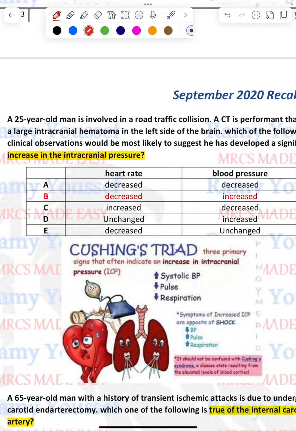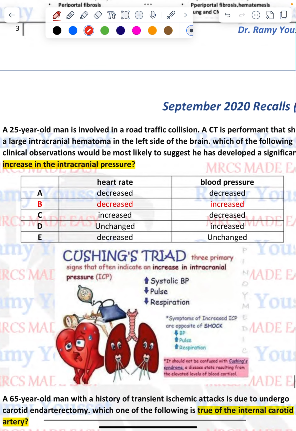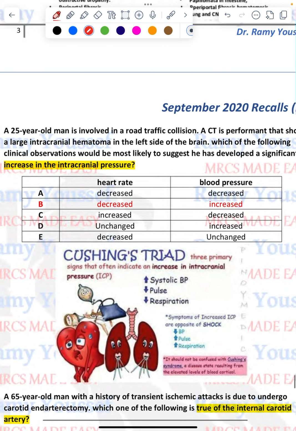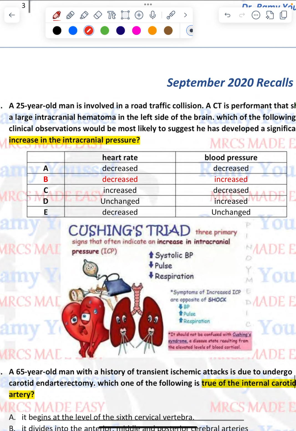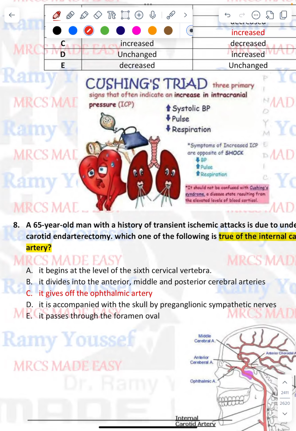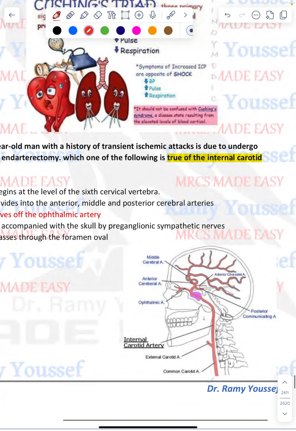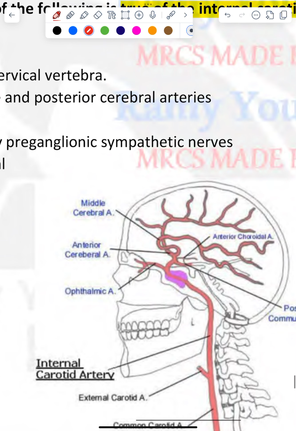A 65-year-old man with a history of transient ischemic attacks, due to which one of the following, is asked about the internal carotid. Internal carotid begins at the C3 vertebra, with its ophthalmic branch. So here is the internal carotid, it gives the ophthalmic branch, then inside it divides into the anterior cerebral and middle cerebral artery.